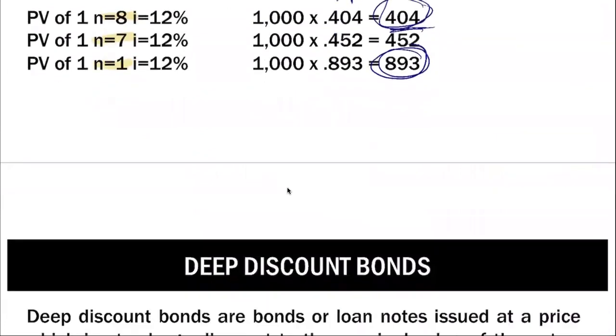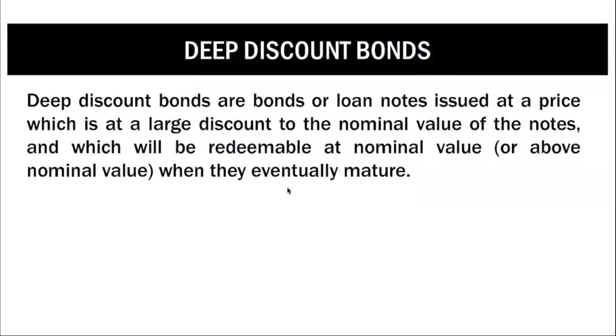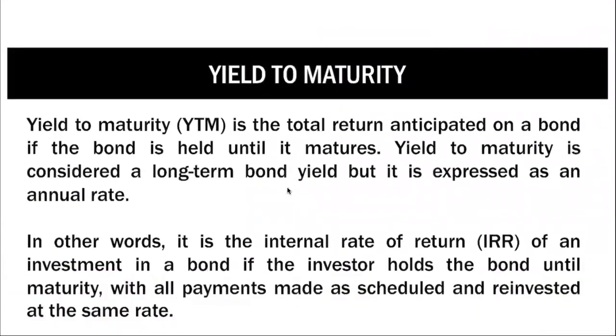Zero coupon bonds. And then we have your deep discount bonds. Deep discount bonds are bonds or loan notes issued at a price which is a large discount to the nominal value of the notes and which will be redeemable at nominal value or above nominal value when they eventually mature. So this differs between your stated rate and your market interest rate or your effective interest rate generally. But for financial management, what we look at is the redemption price versus the nominal value.